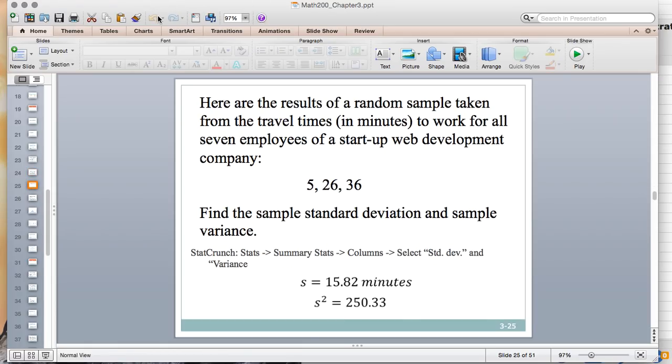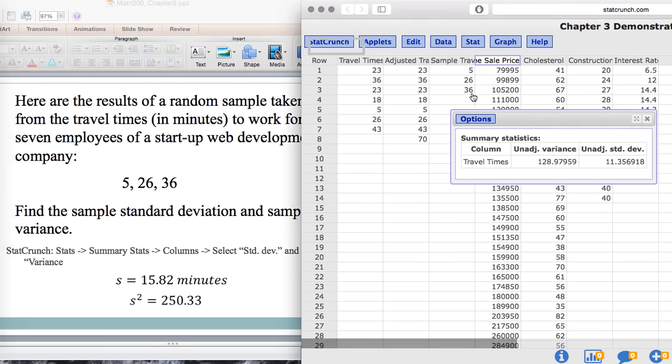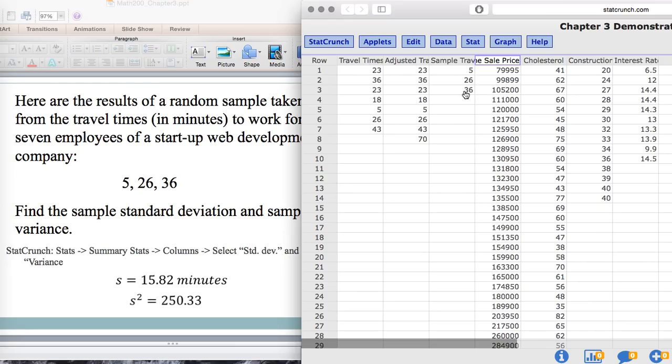So if we just take a sample of data, let's take our 7 employees and just look at 3 of them. So we just have a sample. And let's say that we want the sample standard deviation for these 3 employees. I'm going to go to StatCrunch here, and you'll see I have entered those 3 employees here, the 5 minutes, the 26 minutes, and the 36-minute travel times.